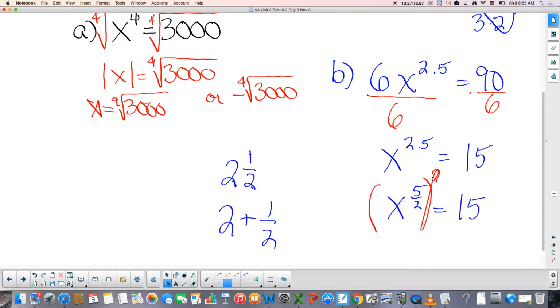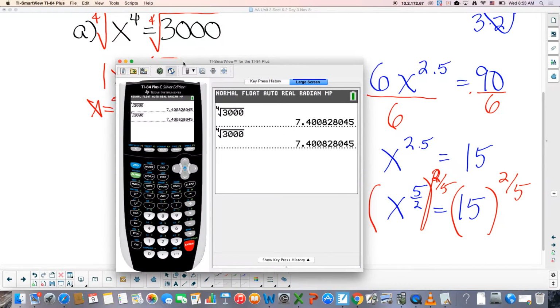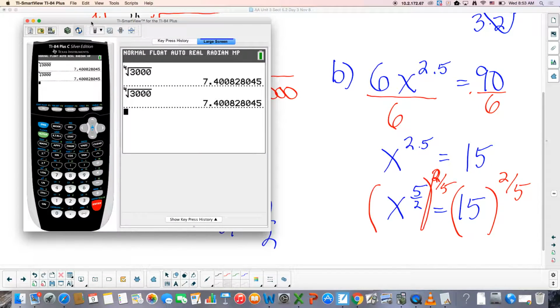Oh, I just get too close to the screen. How do we put that on our calculator? There's a couple ways we can do that. And this is kind of a preview into what we're doing tomorrow. We're going to do something with those exponents or fractions. So I'm going to type in 15. And I'm going to raise it, because I use the little caret, to the 2/5 power.